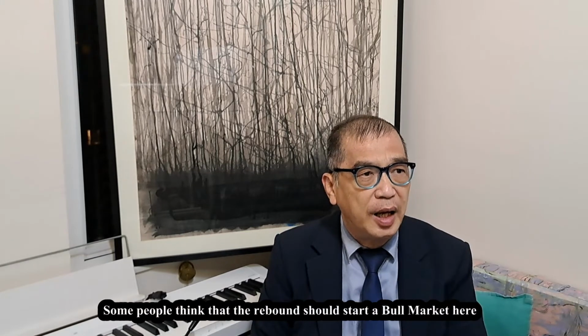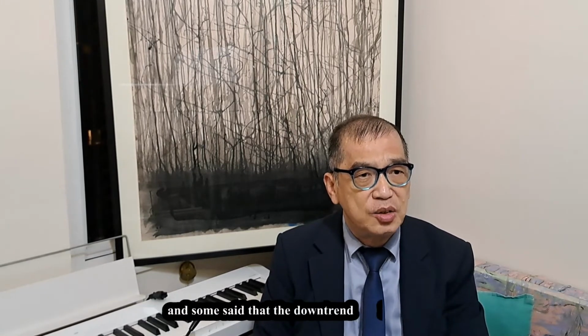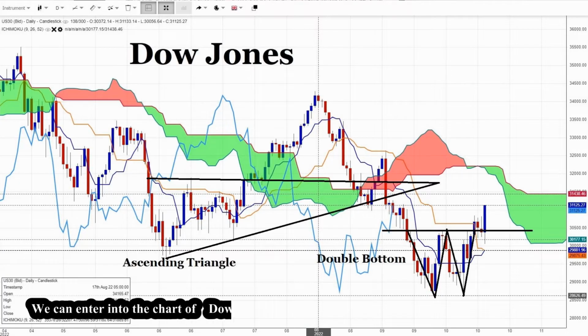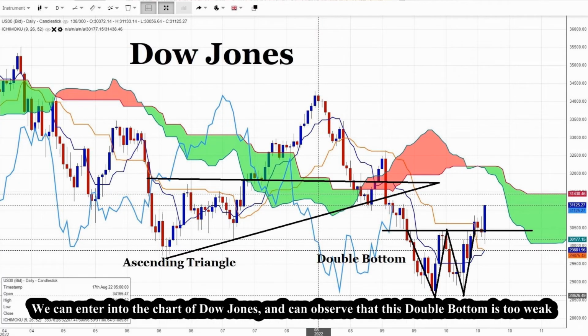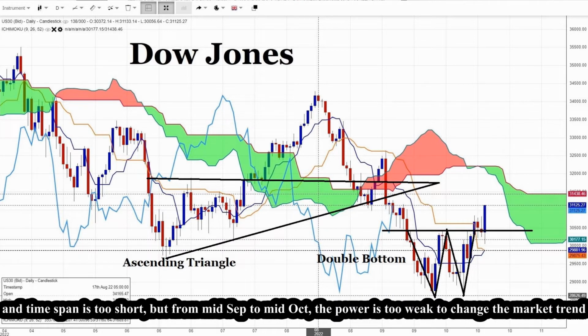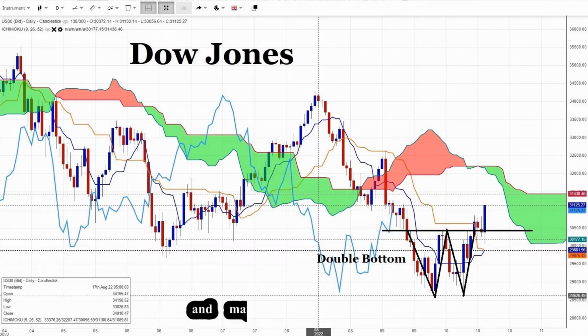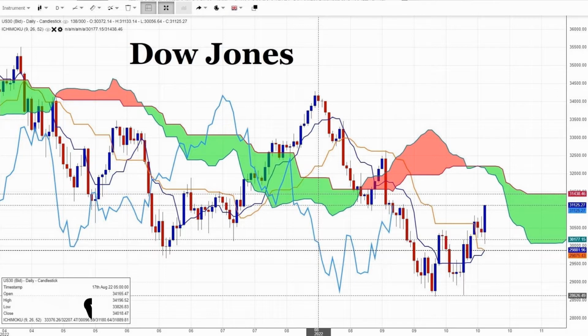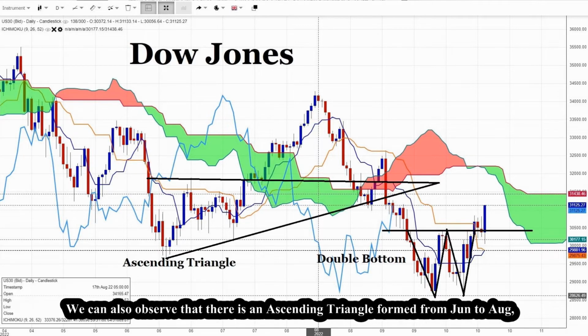Some people think that the rebound should start a bull market here, and some say that the downtrend has not yet changed. We can enter into the chart of Dow Jones and observe that this double bottom is too weak and the time span is too short. From September to mid-October, the power is too weak to change the market trend and may develop into other patterns.